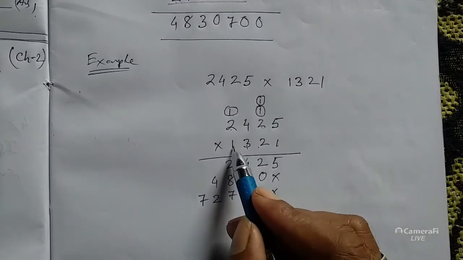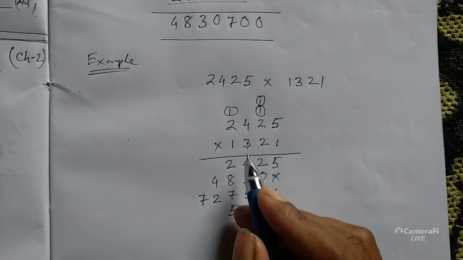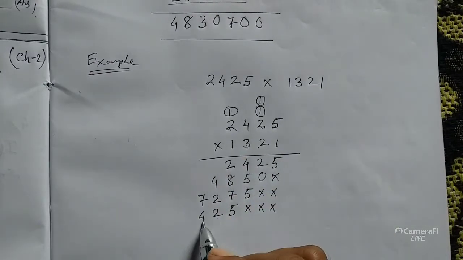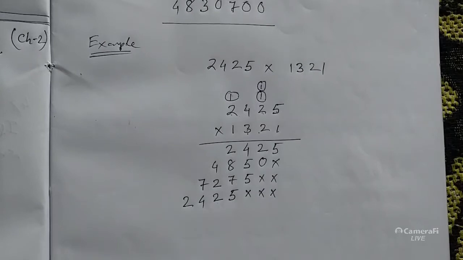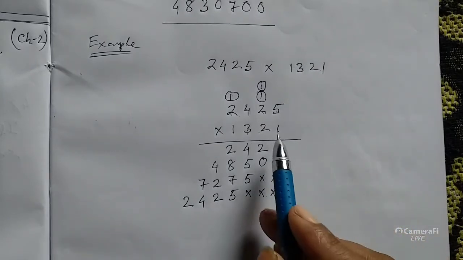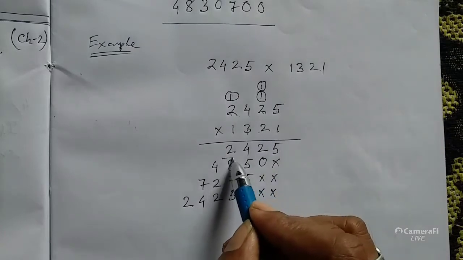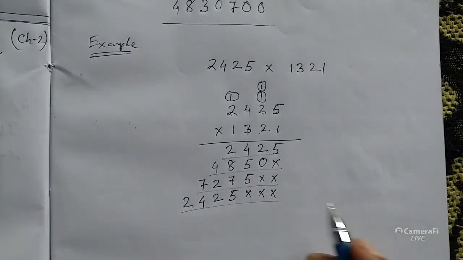So start with 1. 1 5 is 5, start from here. 1 2 is 2, 1 4 is 4, 1 2 is 2. Now check it. As the multiplier was of 4 digits, we are getting here 4 rows: 1 2 3 4. Now you have to add all the rows.